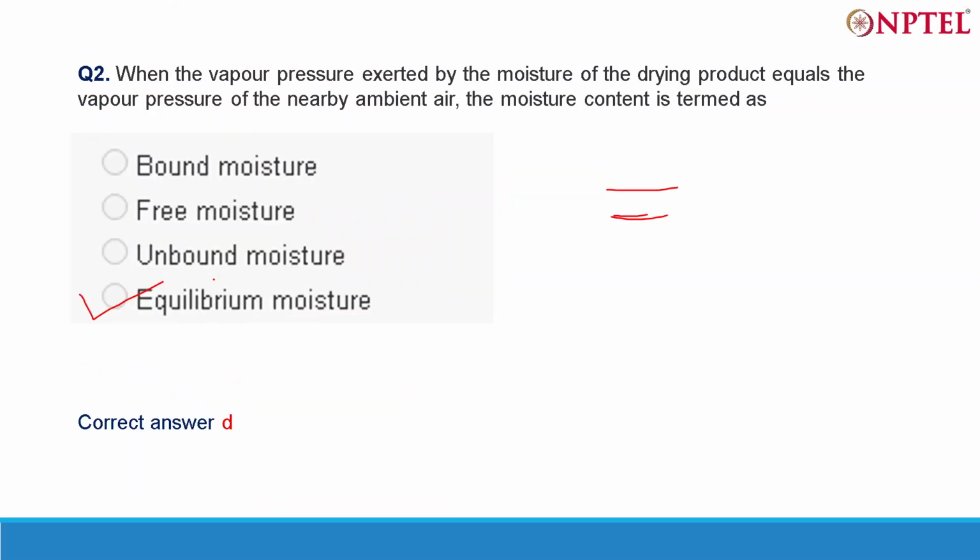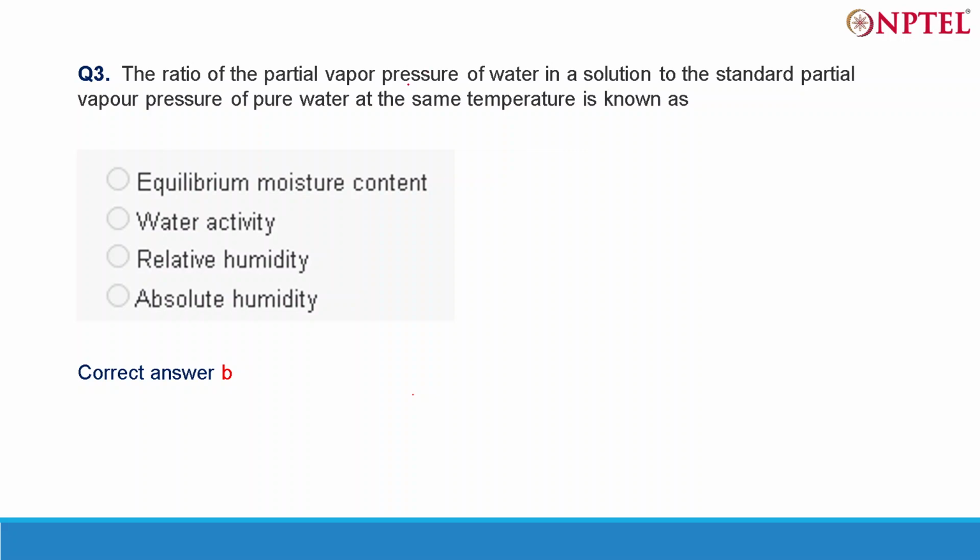Question 3. The ratio of partial vapor pressure of water in a solution to the standard partial vapor pressure of pure water is known as. This is basically water activity. So there was a portion also where the professor actually teaches us about water activity. So this is what it is.